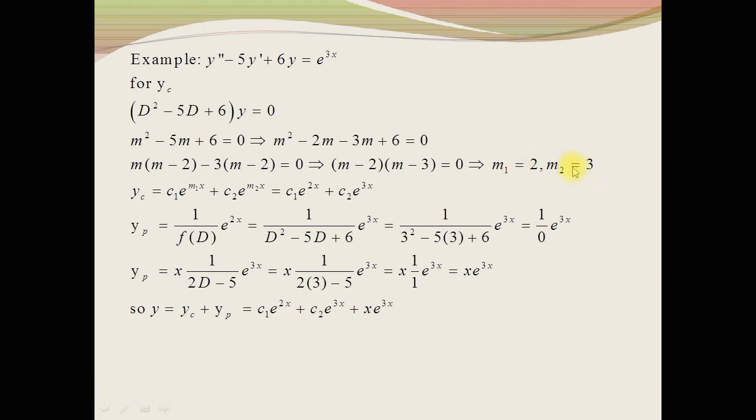The roots are real and unequal, so the complementary solution will be equal to c1 e^(m1 x) plus c2 e^(m2 x), and now putting the values of the roots m1 and m2, we obtain c1 e^(2x) plus c2 e^(3x).